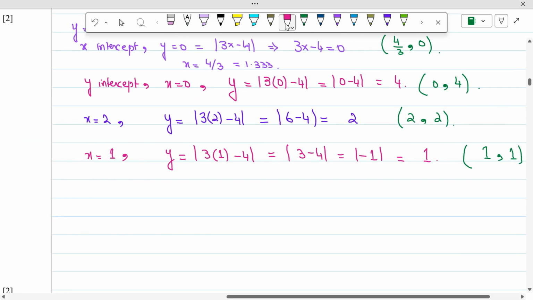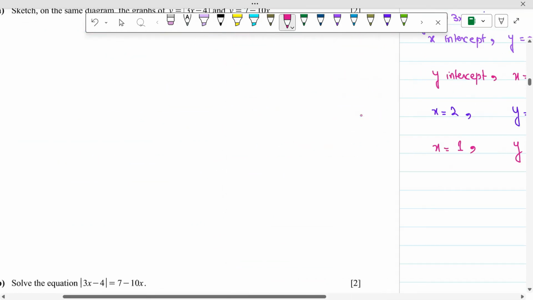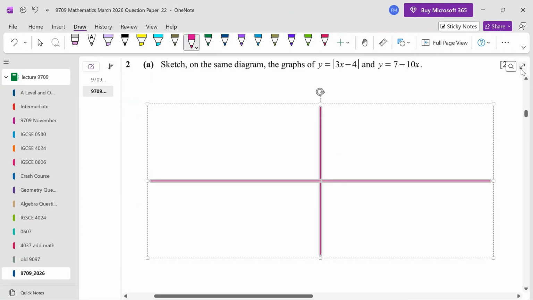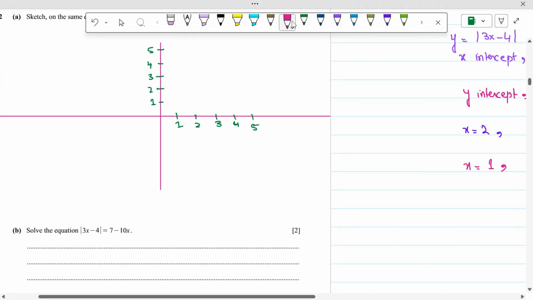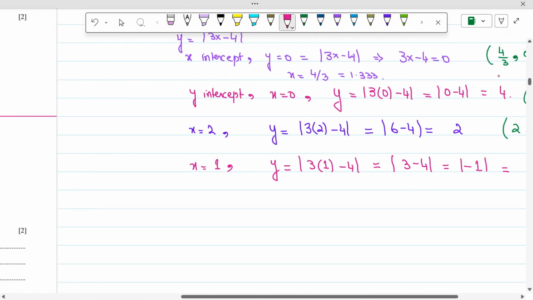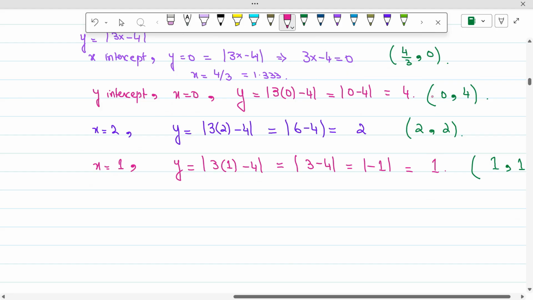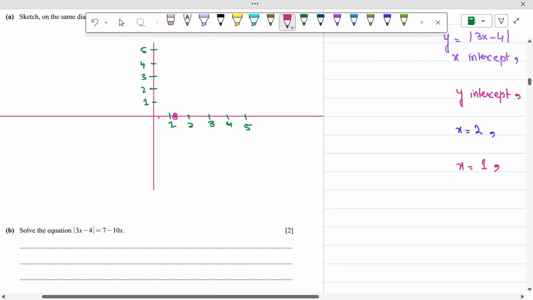Okay, let's plot it. We have the point 4 over 3, 0. 4 over 3 is here and the y coordinate is 0. This is the point. The second point is 0, 4. So the x coordinate is 0 and the y coordinate is 4. This one.